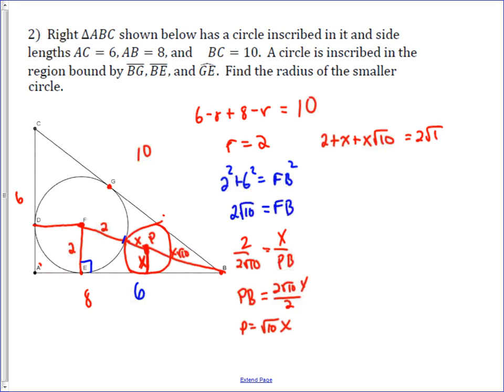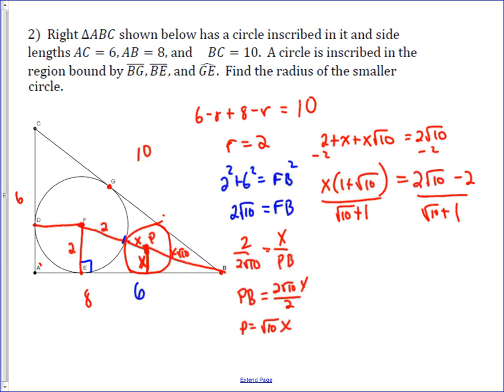Now we can solve. We subtract 2 from both sides and then factor out an x. So x times 1 plus root 10 equals 2 root 10 minus 2. Divide through by root 10 plus 1, just because I'm going to use that over here when I simplify my radical. To simplify the radical, you're going to multiply the top and the bottom by root 10 minus 1 because of conjugates. And root 10 plus 1 times root 10 minus 1 equals root 10 squared minus 1, which is 9. Root 10 squared is 10.